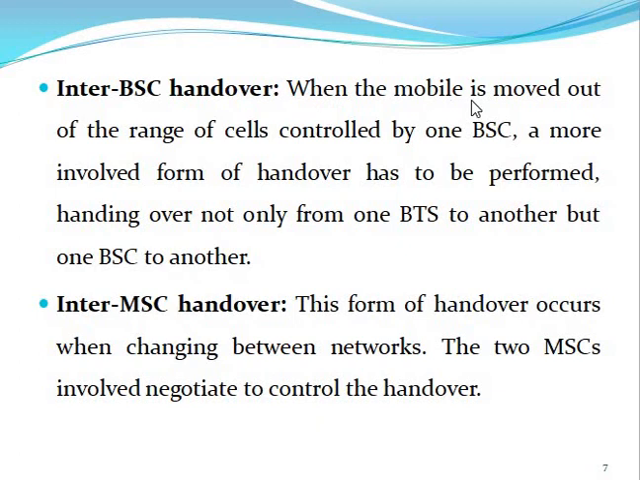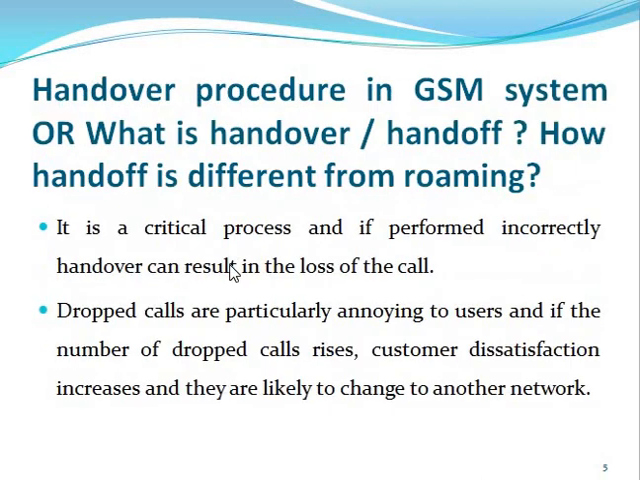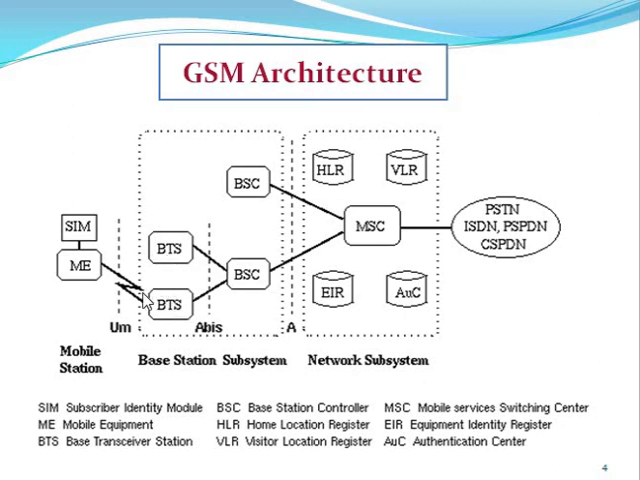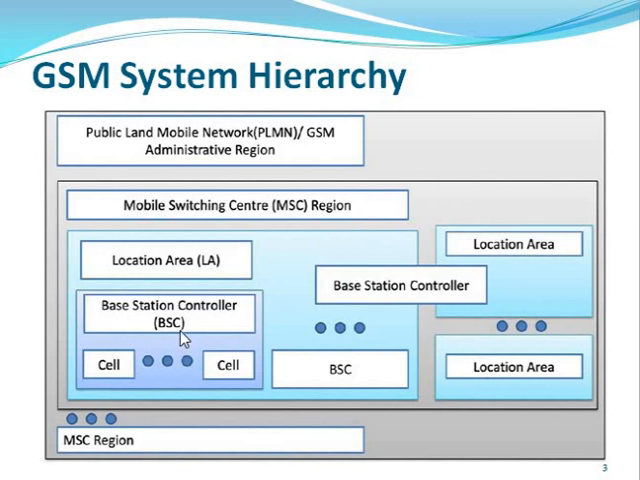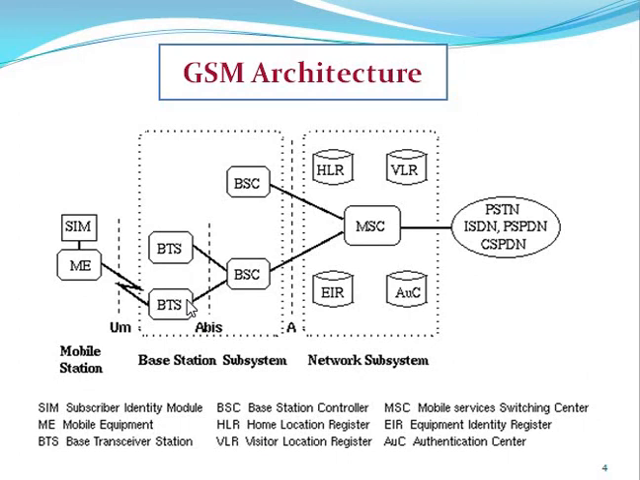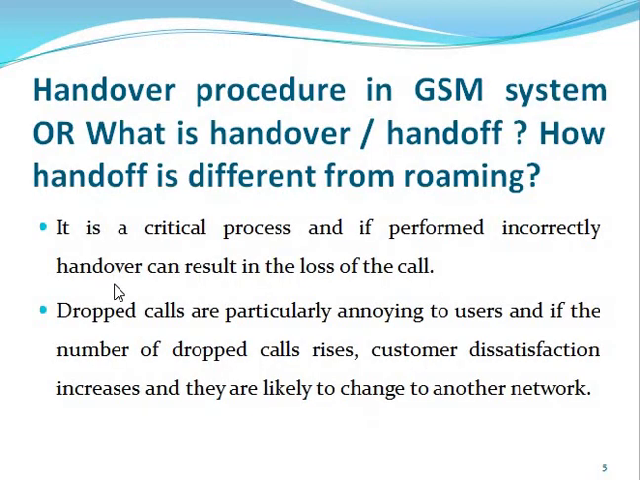The inter BSC handover occurs when the mobile moves out of the range of the cells controlled by one BSC, so two BSCs are involved in the handover. It is performed not only from one BTS to another but from one BSC to another. We can say that a BSC is connected to a number of BTSs, a BTS is connected to a number of cells, and the cells are directly connected to the mobile station. So all the connection information is exchanged.